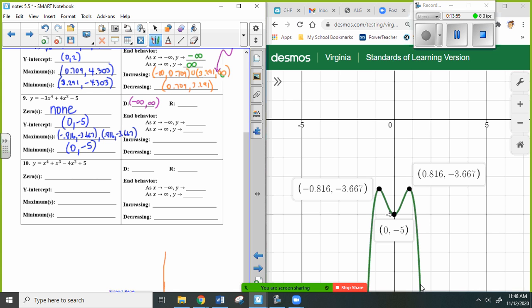These two ends go down forever. So that means our range, when we start at the bottom, starts at negative infinity. And the highest point it ever goes to is a maximum. Now, is one of them higher than the other one? No. And so we just need to know what that y value is, and stop there.